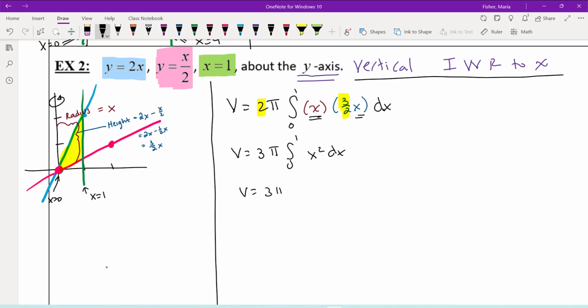Integrating this, and you get x cubed over 3, and this gets evaluated from 0 to 1. Plugging in those limits of integration, and this we won't use a calculator for because it's so simple. It's just going to be 1/3 minus 0, so your volume here is just going to be pi.